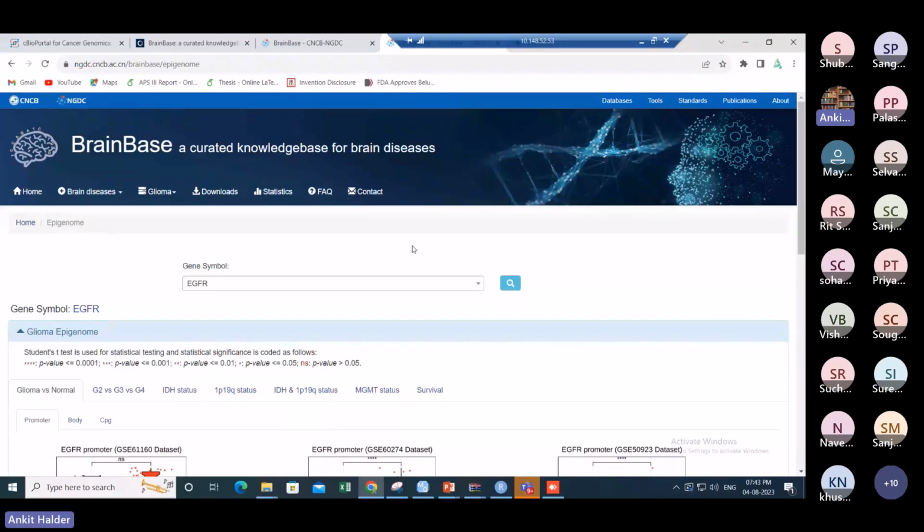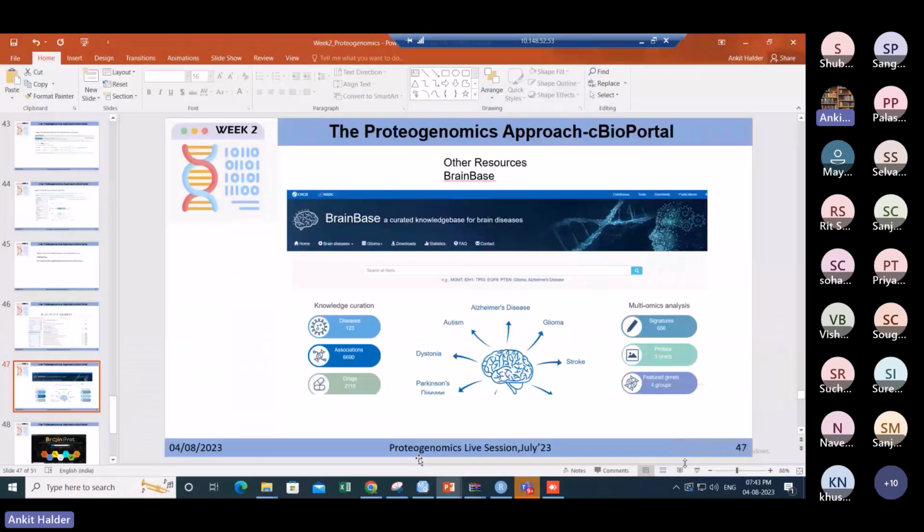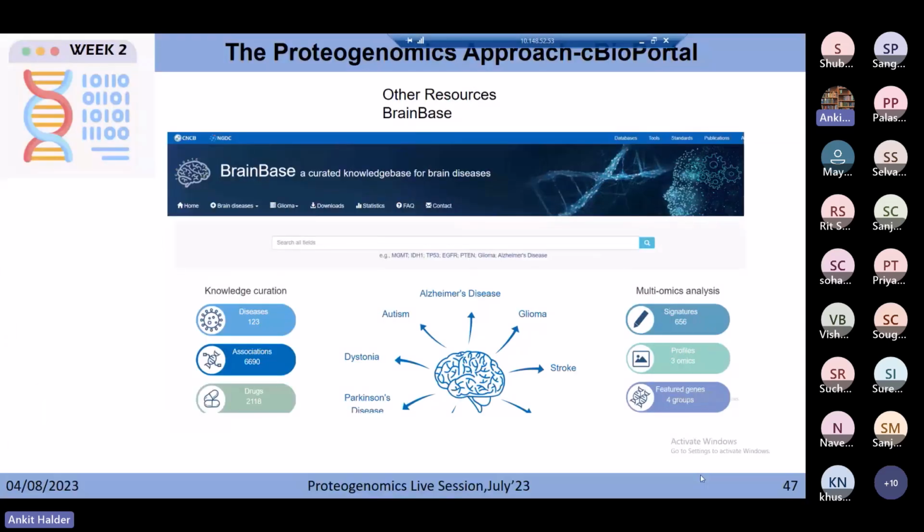Like cBioPortal helps you in finding all the TCGA-related data sets and findings, here in BrainBase you can also find some signatures for a particular disease, how it is associated with the disease versus normal, especially focusing on glioma and brain tumors.